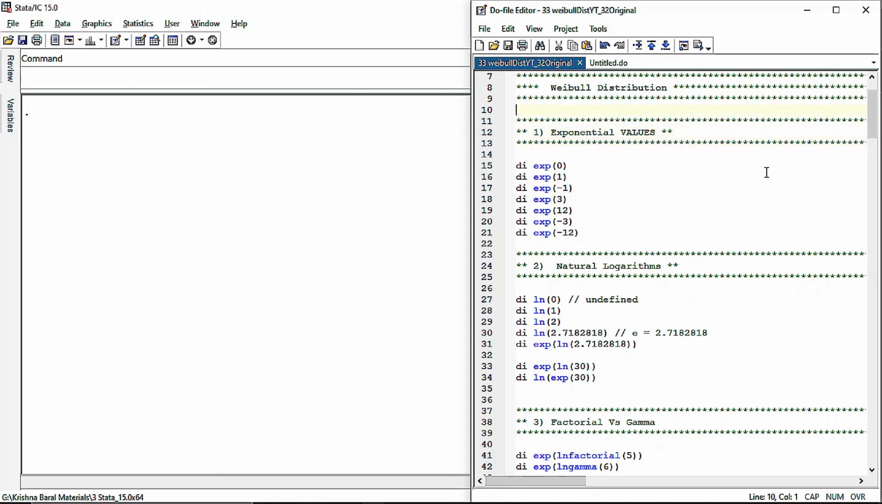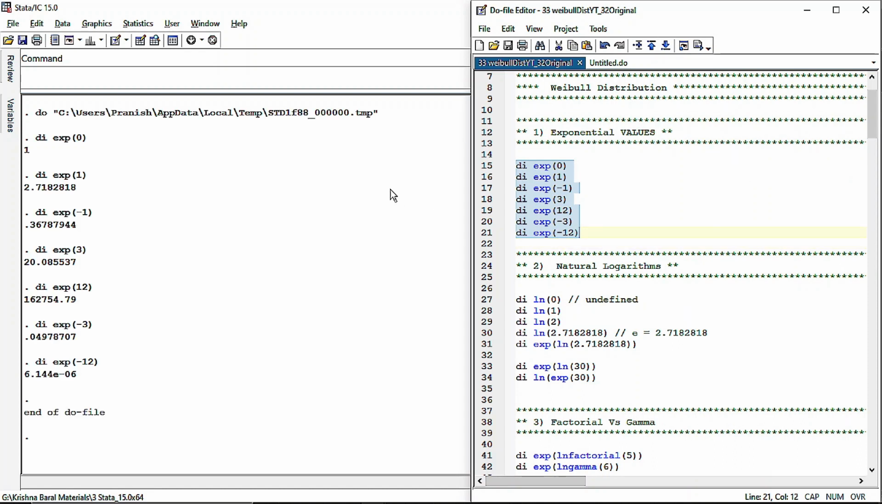In this video, we'll discuss the Weibull distribution. Let us see some of the useful functions. This is how we can calculate e to the power something, Euler number to the power something. Euler number to the power 1 is equal to the Euler number itself, and the Euler number to the power minus 1 is equal to its reciprocal. E to the power minus 12 is this small number, 0.